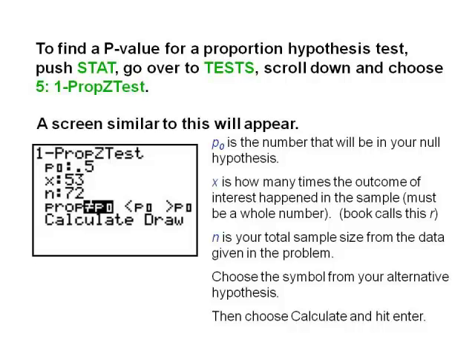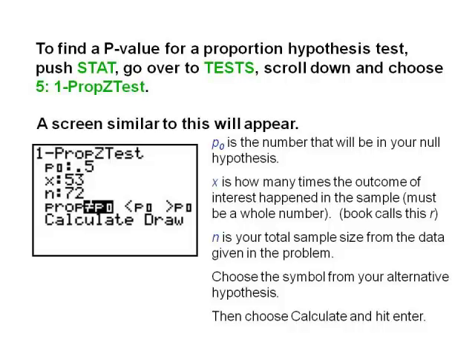X is how many times it happened in the sample. Remember, if it's not given to you, you may have to calculate that. If you are reading through the book, you may notice that the book sometimes calls this R instead of X. Those are the same thing. This does have to be rounded off to a whole number, just like it did with the confidence intervals. N is the sample size, and then there's a line for you to choose which direction the inequality goes in the alternative hypothesis. And then you go down to calculate and hit enter.